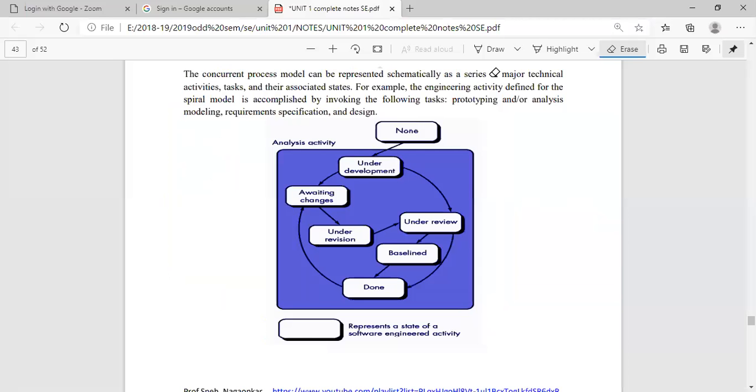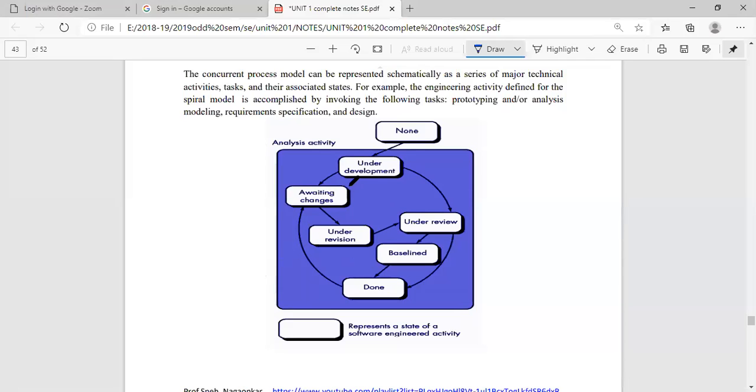So here we have this block diagram. Suppose analysis activity. The concurrent process model can be represented systematically as a series of major technical activities, tasks, and their associated states. It means each module of the project will undergo some states, as I told you with an example. It may follow any approach: prototyping model, RAD model, or any other. But each module will follow some states.